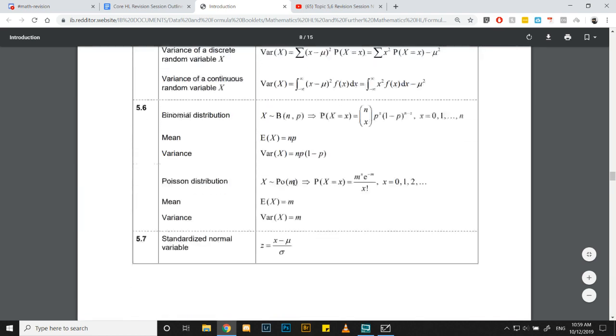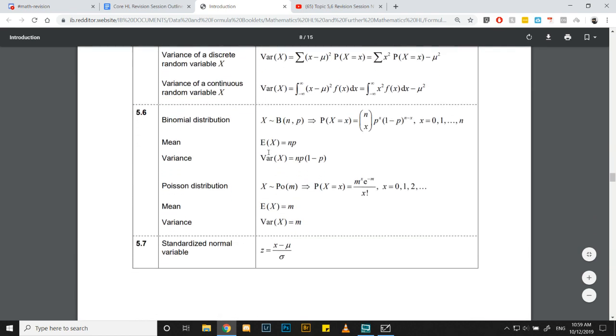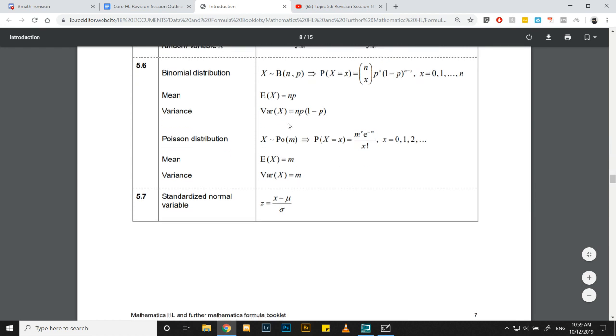And yes, that's the end of topic 5. Make sure you know how to use your calculator. Look at your calculator guide. They're online. Everything is online.